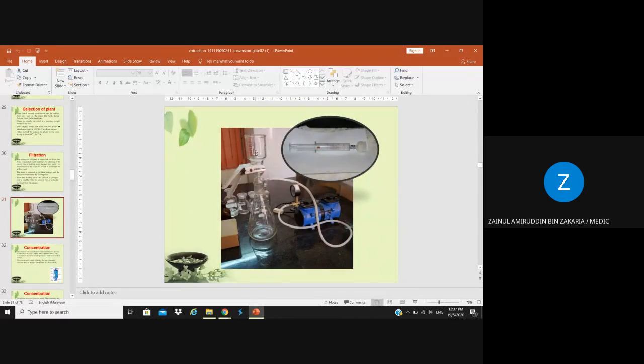You put your extract here. So the vacuum generator will suck your extract, pass through this filter, and you will get a clean extract inside this flask, which is ready for use. Okay, this is the final step, okay, that you can carry out.